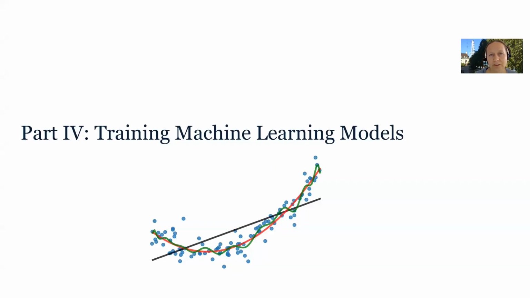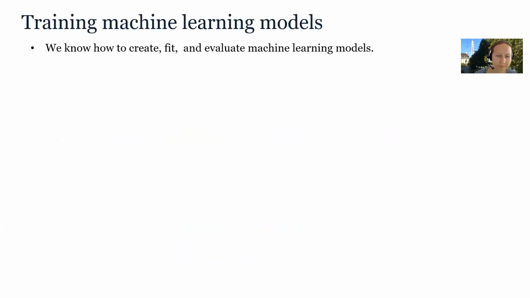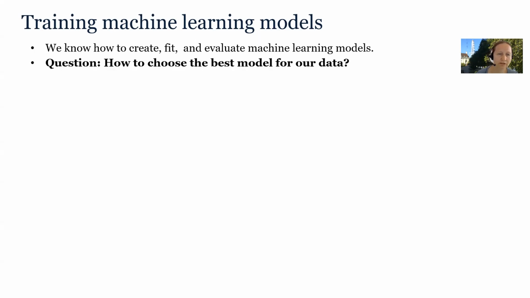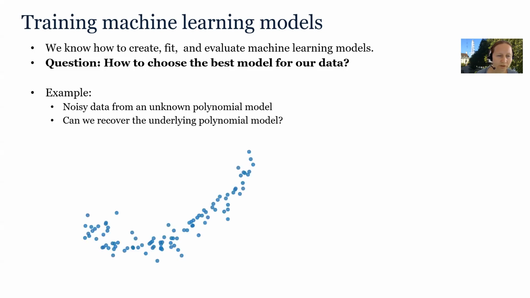In the fourth and final part of the lecture, we will discuss how to train machine learning models. We have already learned how to create, fit, and evaluate machine learning models in this lecture. But the question remains, how do we choose the best model for our data? Let's have a look at the example of polynomial regression.